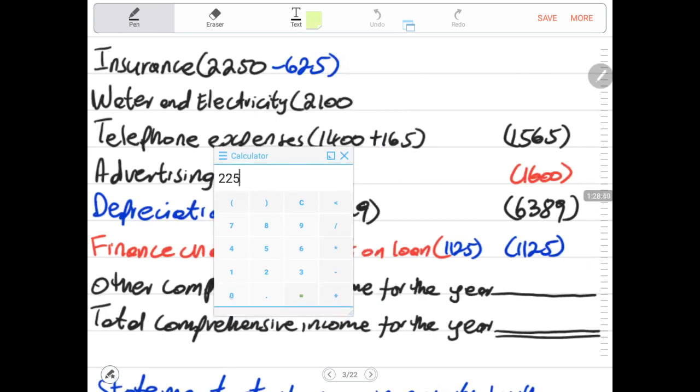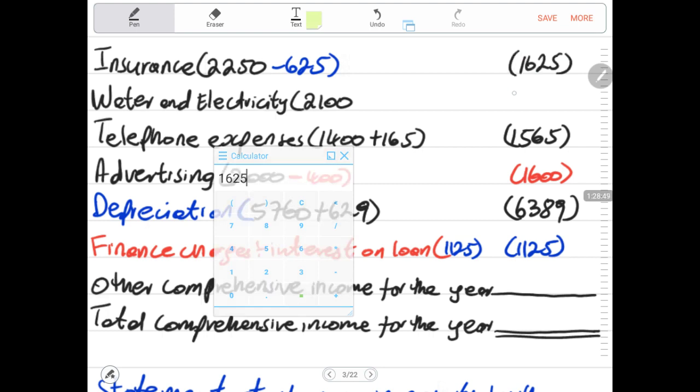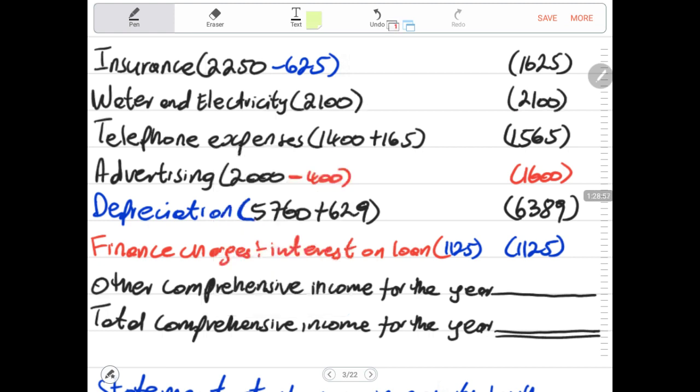Insurance 2,250 minus 625, 1,625. Then the next one is 2,100. There was no adjustment regarding this. So your income statement is done. Finance charges, they are done.